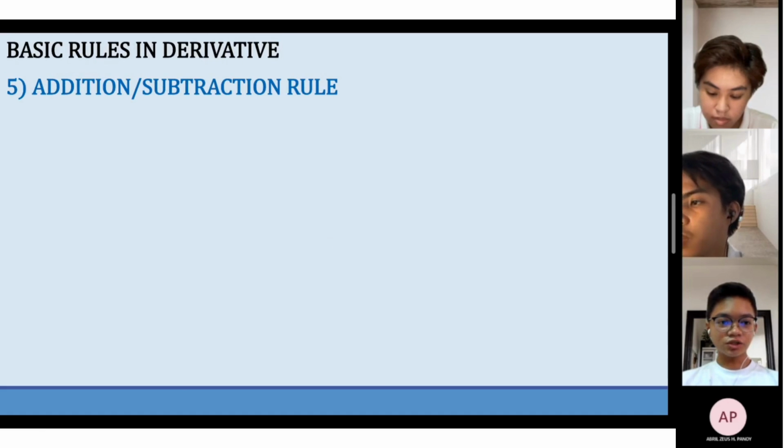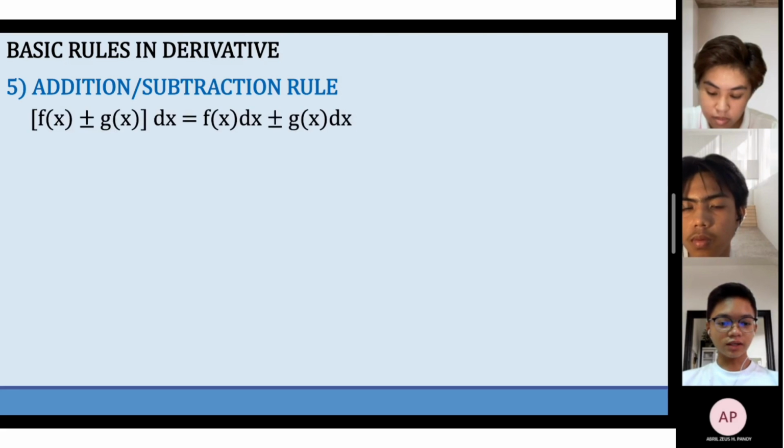As for the addition and subtraction rule, the derivative of the quantity f of x plus or minus g of x is equal to the derivative of f of x, the first function, plus or minus, based on the sign, the derivative of g of x, or the second function.